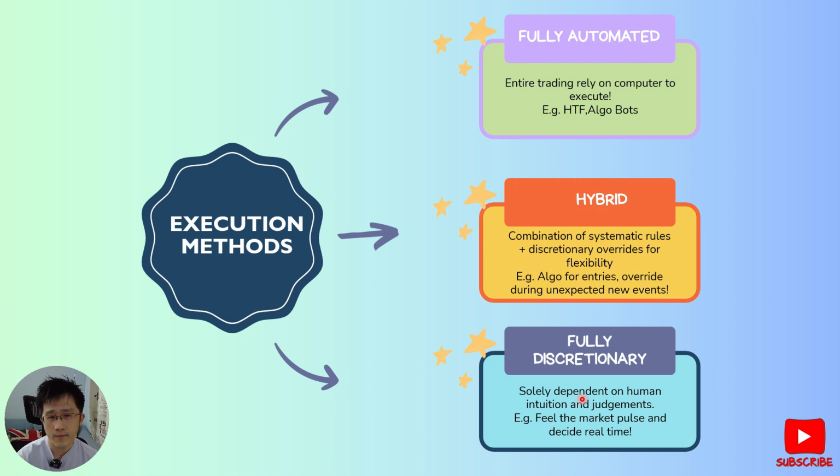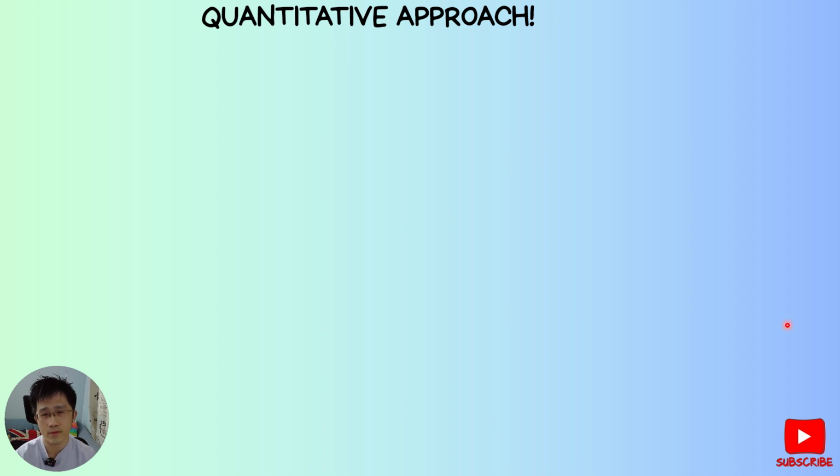So basically everything that you do depends on the human itself, the human reaction to the price, their intuition and also their judgment. So basically you need to feel the market pulse and decide in real time. That is the type of trader that likes to read the market and understand the market. Not saying that the others don't like the market. It's just that they want to be more hands-on with everything that they are doing.